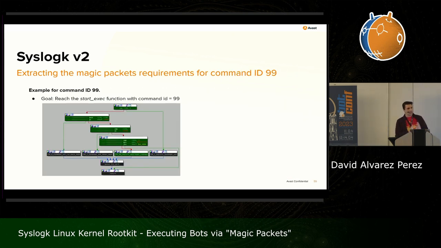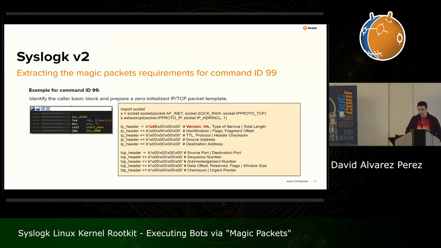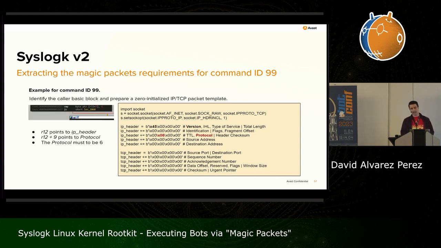So let's take a look at how to analyze the command 99, I mean the magic packet that allows executing arbitrary commands in user mode space. We start with the 45 because of IP version 4 plus the 5 dwords in length of the IP header. We add the value for the protocol, which in this case is TCP. And then we start with the comparisons in the TCP header.